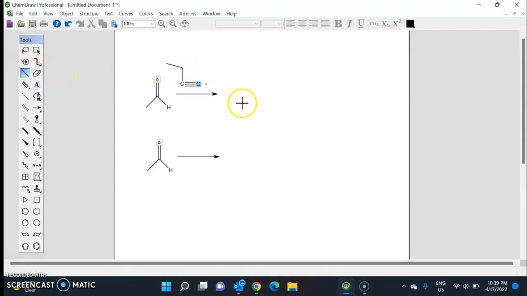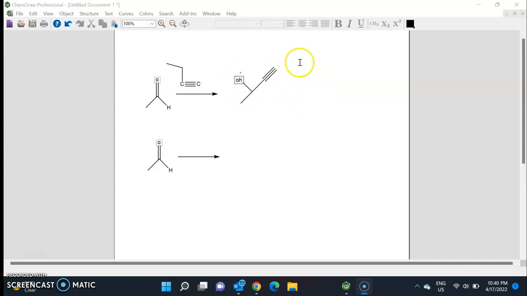So our final product is going to look like, hold on. So yeah, this is going to be our final product here. We're just adding our alkyne. This is our original carbon, and this carbonyl turned into an alcohol.